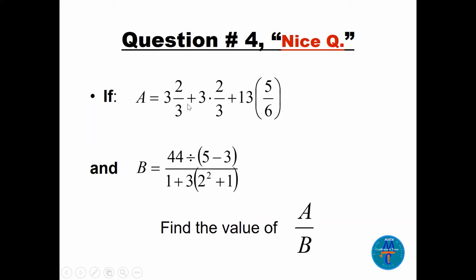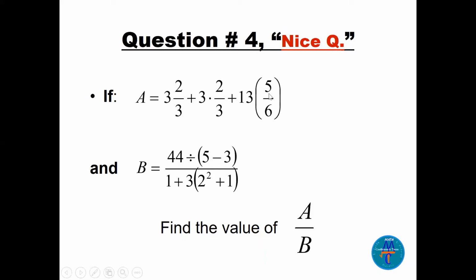Now let's look at A. There are some little ideas in A I want you to make sure you understand. A equals 3 2/3 plus 3 times 2 over 3. This is not the same, you see? This is multiplication. So we read this as 3 2/3, we call it a mixed number. This one, 3 times 2/3, is a fraction: 2/3 times 3 over 1. So a fraction times a fraction.